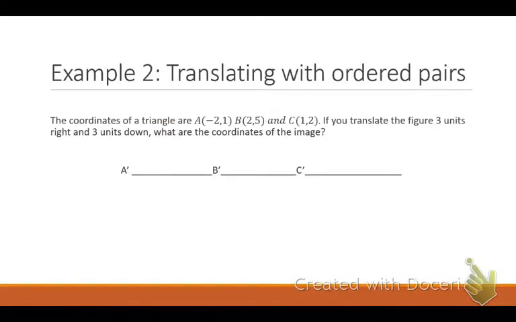This actually is the same set of ordered pairs, okay? But now we don't have a graph in front of us. So I'm showing you a side-by-side comparison between the methods here. Now I don't have a graph where I can say, okay, well, these are my original points and I need to count the units, 3 right, 3 down. Now I have ordered pairs. So how could I find the new coordinates without actually graphing this? Okay, that's rhetorical, I'm about to tell you. How could I find the coordinates without actually having to graph it?